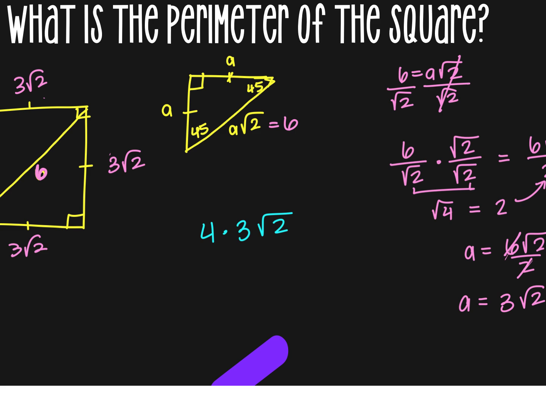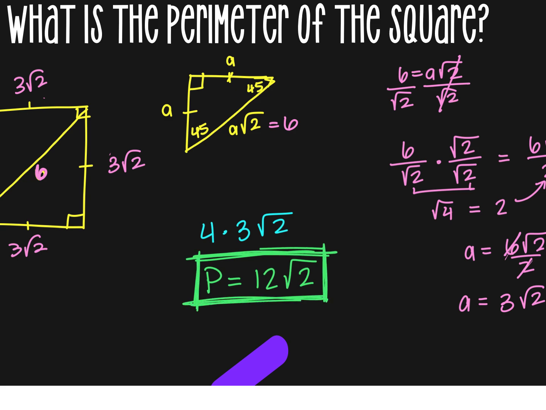Multiplying, you could only multiply your 4 and your 3. You cannot combine your 4 with your radical 2. So if you multiplied correctly, your perimeter equals 12 times the square root of 2, and you're done. Thank you for catching that, guys.